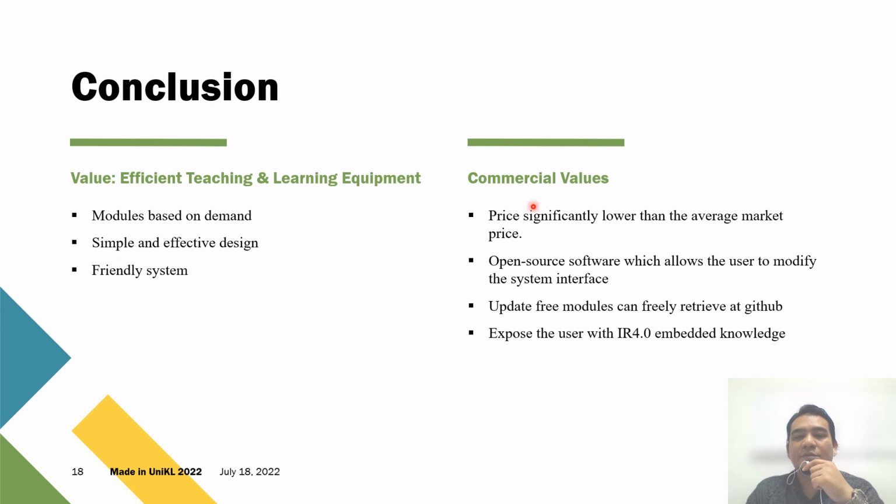For the commercial value, the price is significantly lower than the average market price, which costs more than 10,000 USD. It uses open source software, which allows the user to modify the system interface. If the user does not want to modify the system interface, they can use the free modules that we developed and freely retrieve them from GitHub. This system can also equip the user with IR 4.0 embedded knowledge.